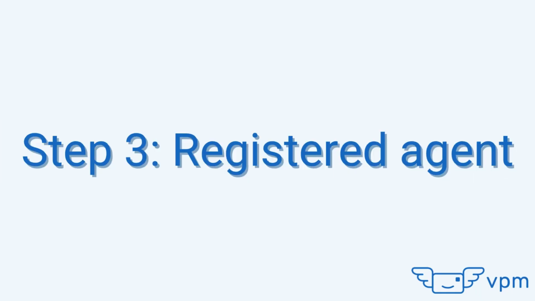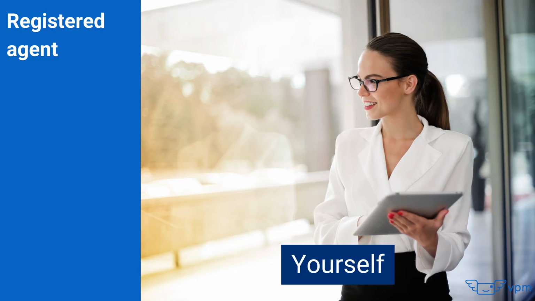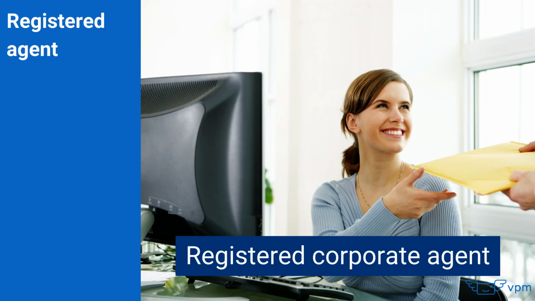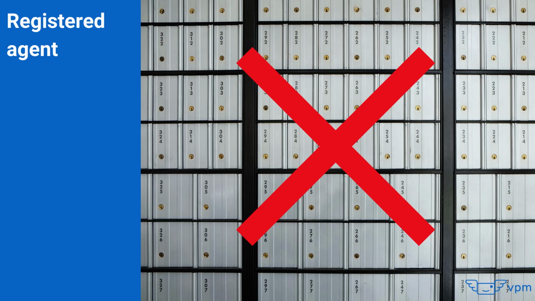Step 3. Designate a registered agent for service of process. Now, this part's all about choosing someone who can receive legal documents for your LLC, your registered agent. You can name yourself, someone you trust, or a registered corporate agent. More on this later. Just a heads up, if you're listing an individual, they must live in California and have a physical street address. No PO boxes allowed.